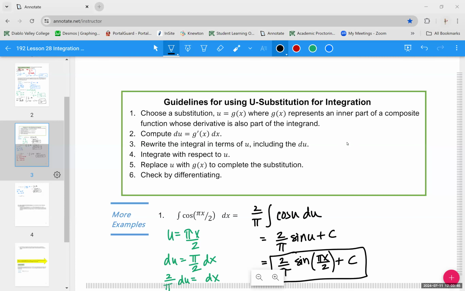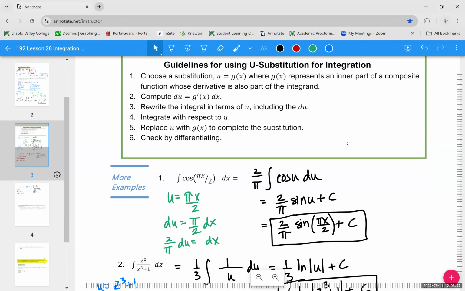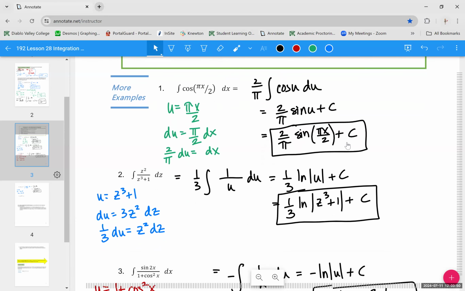Okay, so let's go ahead and look at these examples. I have cosine of some stuff. And so I'm going to set that u equal to the inside of the cosine function. Its derivative is just a constant. The constant's not there, so I'm going to isolate the dx by multiplying by the reciprocal. And so that 2 over pi du is taking the place of this dx, and then I just have cosine of u. You integrate, substitute back in.